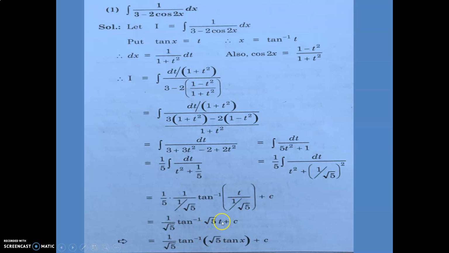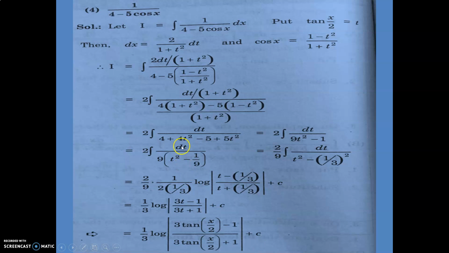Now you can substitute the value of t here. T value is tan x. So after substituting, 1 upon root 5 tan inverse of root 5 tan x plus c is the answer for this question. Next question is 1 upon 4 minus 5 cos x. I is equal to this term. So here again cos x is there.